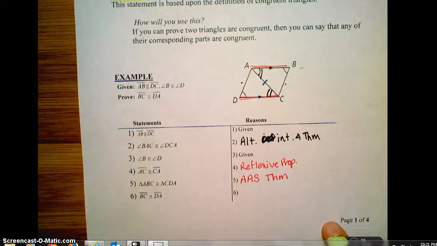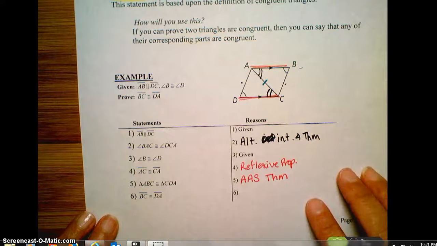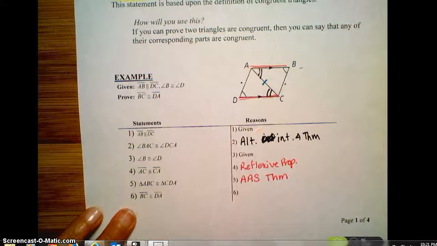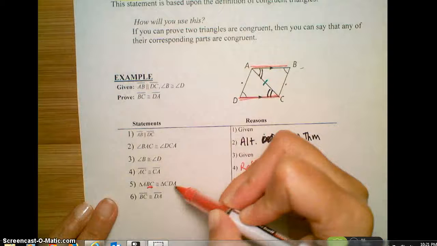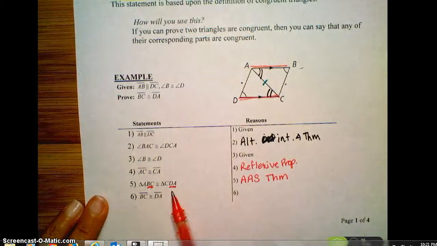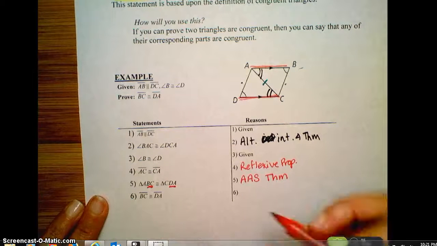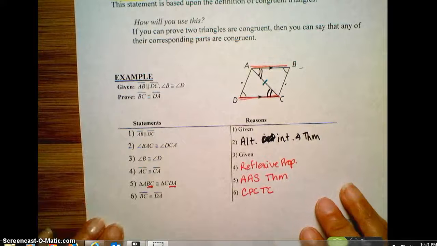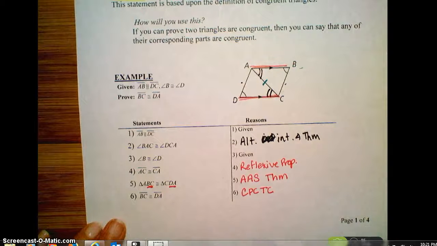Now at that point, because I know the triangles are congruent, I know all of their parts are congruent, corresponding parts. So the corresponding parts we're using are BC and DA. Notice how you can see that they go together by their location in the congruent statement. So the reason we can say that is CPCTC. Corresponding parts of congruent triangles are congruent. We're going to do one more example together on page 2. So let's go ahead and head over to page 2.